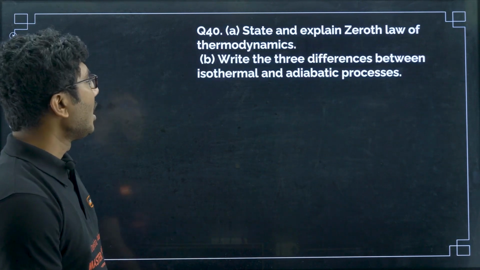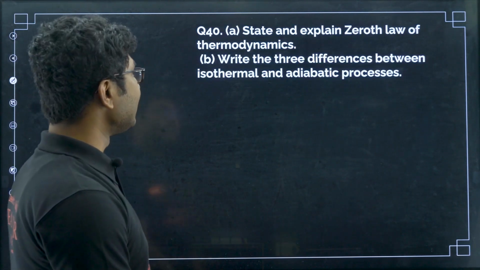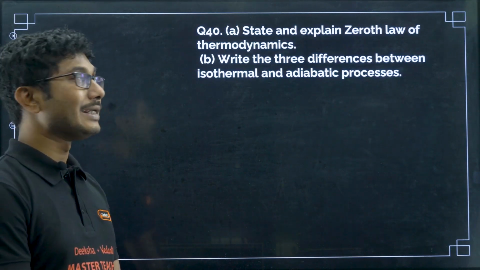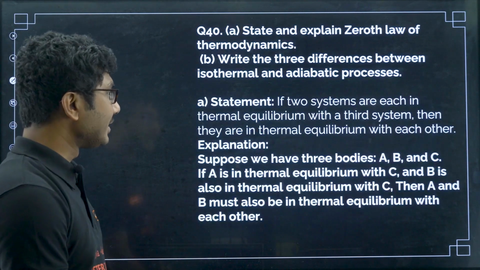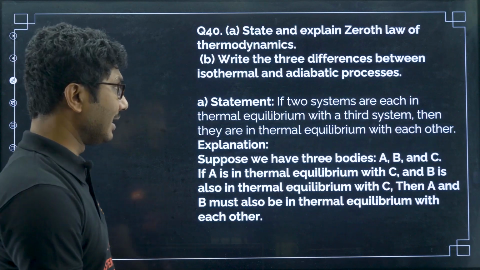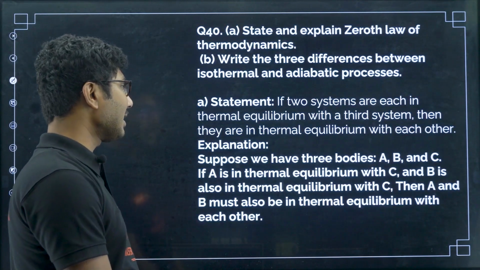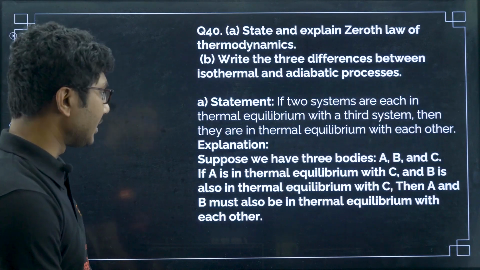Next question. Question number 40, state and explain 0th law of thermodynamics. Write the 3 differences between isothermal and adiabatic processes. Let us see. Statement: if two systems are each in thermal equilibrium with a third system, then they are in thermal equilibrium with each other.